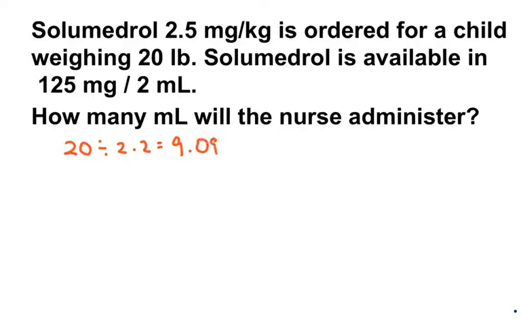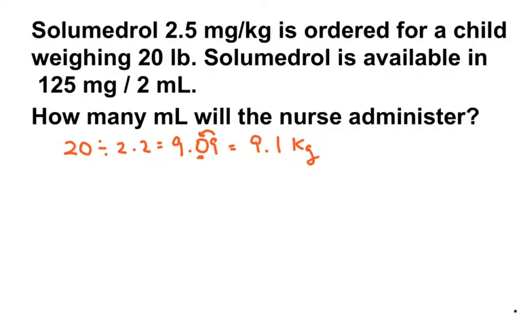9.09. All weight is to be rounded to the tenths place. If you leave it as 9.09, or if you round it to just 9, the entire problem will be wrong. So you have to round to the tenths place. So that 9 makes that 0 go up to a 1. So his weight is 9.1 kilograms.